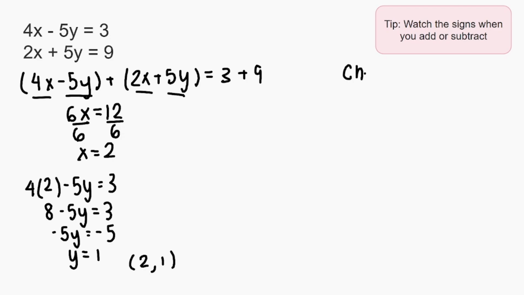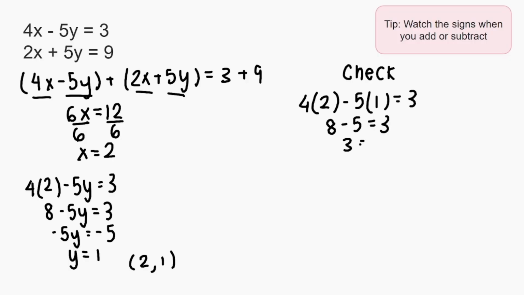Now, let's check our work. We should be able to plug in 2, 1 into both of these equations. Let's do that now. 4 times 2 minus 5 times 1 equals 3. We have 8 minus 5 equals 3. We get 3 equals 3, so we know the first one holds.